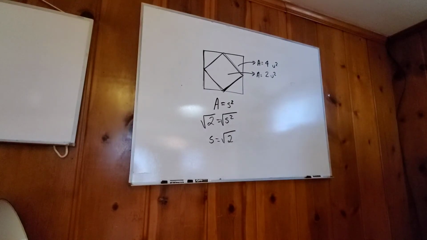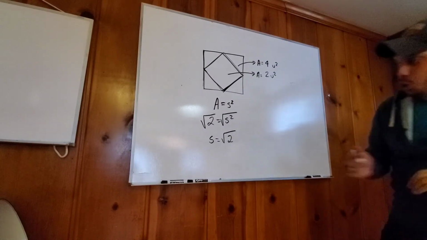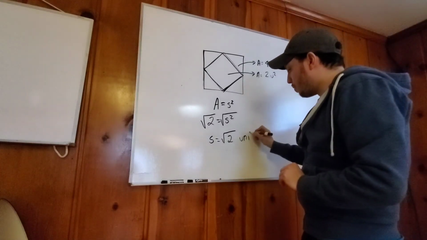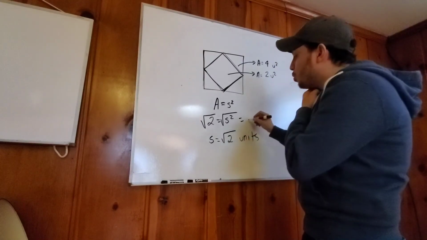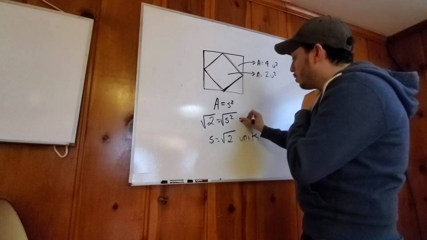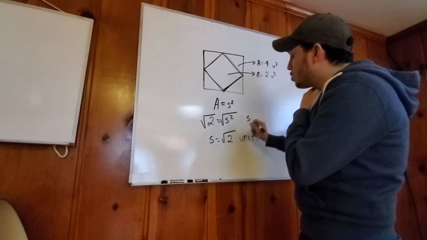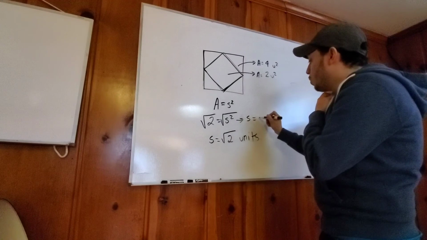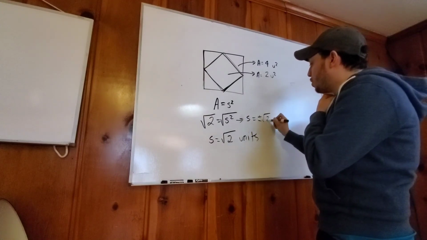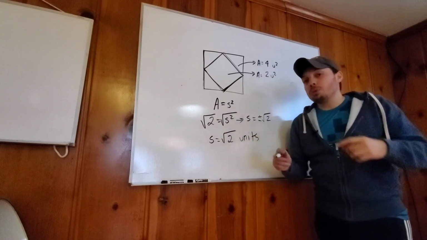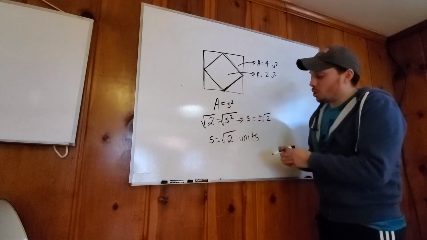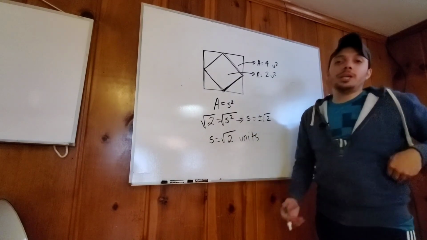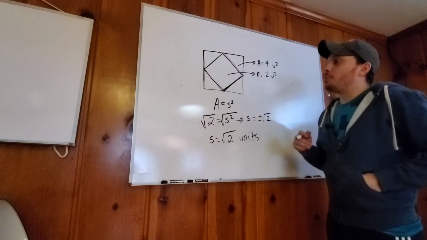And so the answer is going to be square root of 2 units. Okay? Square root of 2 units. Technically speaking, the answer to this would be plus minus square root of 2, but remember, distance can never be negative, so it will be just the positive. All right, let's move on to the last example for this lesson.